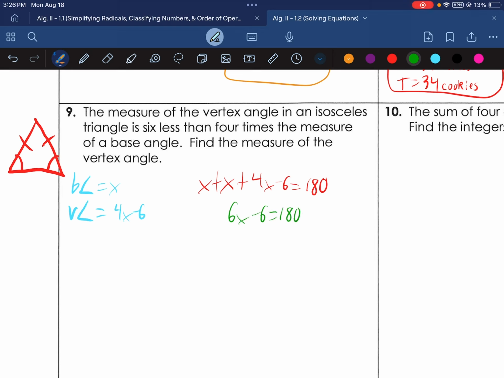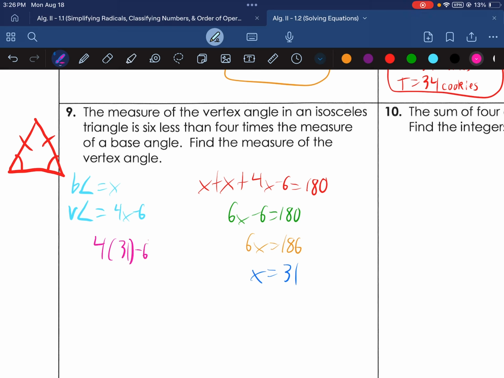As we add x plus 4x, we get 6x minus 6 equals 180. Adding 6 to both sides gets 6x equals 186. Dividing both sides by 6 gives us x equals 31. Now, we're supposed to find the measure of the vertex angle. We just found the base angle, so plugging it back in will get us the vertex angle.